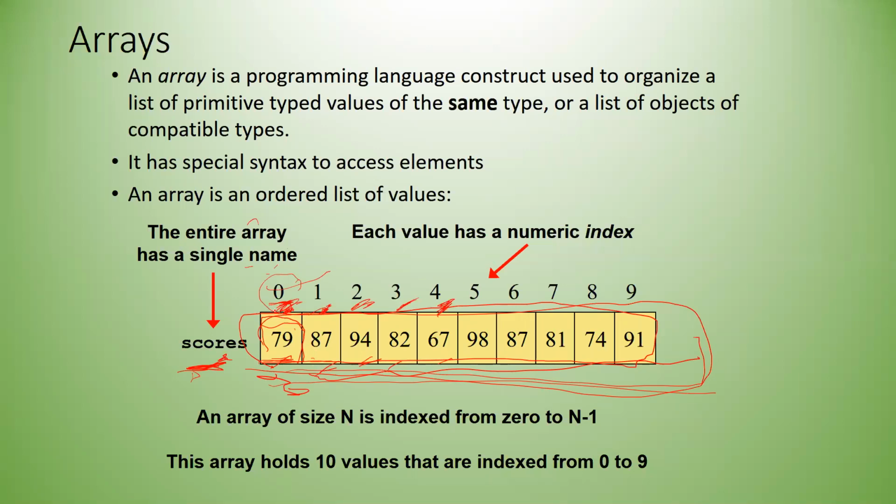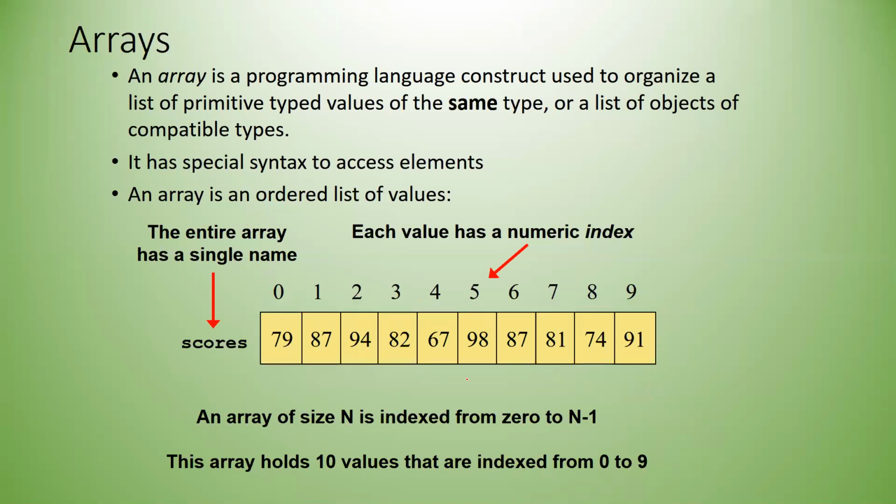And their index always starts at 0, and you know this from both Python and your previous knowledge of Java. So an array of size n is indexed from 0 to n minus 1. This array has 10 elements, and its index starts from 0, and the last index is 10 minus 1, which is 9.